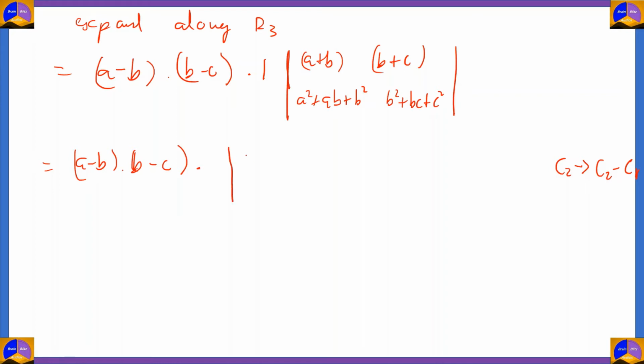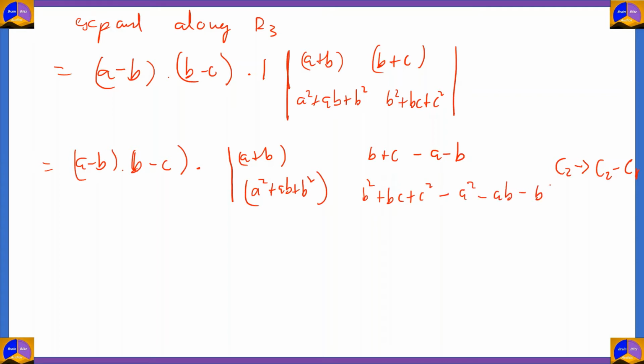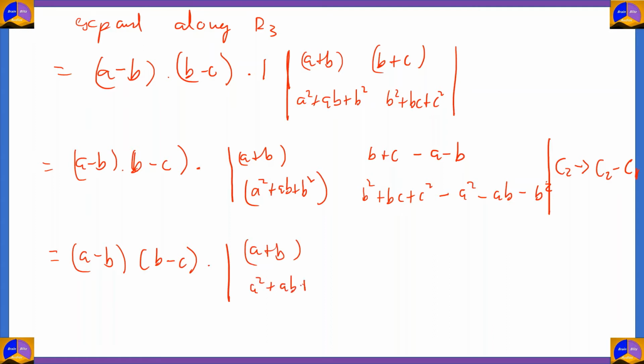And then a plus b, first row, no change. First column, no change. A square plus ab plus b square. Again, no change. Now here, it is b plus c minus a minus b. And over here, it is b squared plus bc plus c squared minus a squared minus ab minus b squared. So let's simplify it. So a minus b times b minus c times the determinant of a plus b and a square plus ab plus b square.